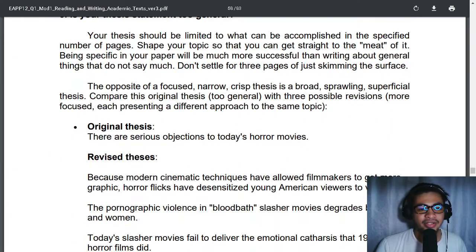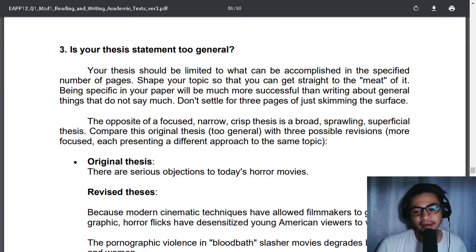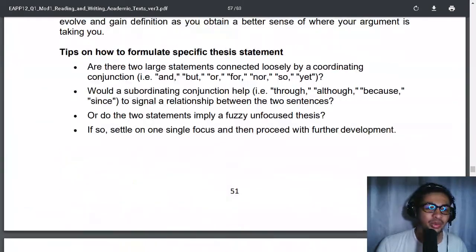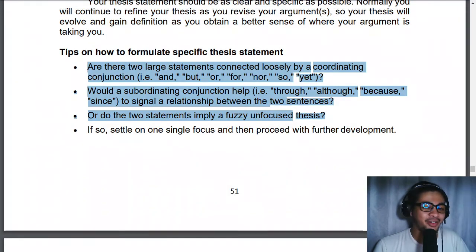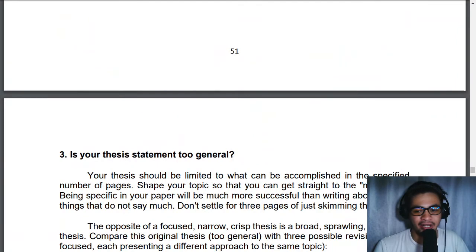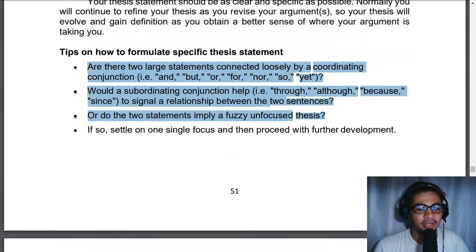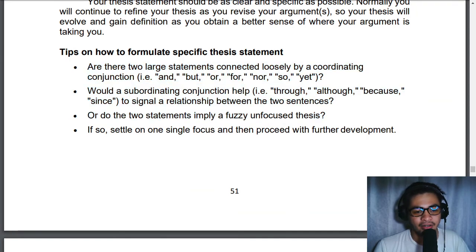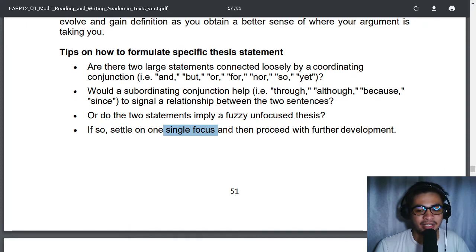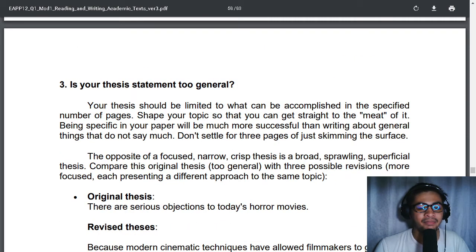Number 3, is your thesis statement too general? Let's go back to number 2. If it looks like that, then your thesis statement is already too general. So you have to remove this and create a single focus, for you to have a specific thesis statement and to solve these problems.